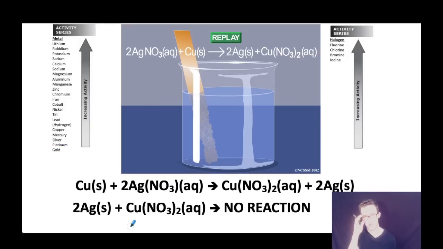Okay, and then before we finish this video, I just want you to think about maybe the reverse reaction here. If we added silver to the copper nitrate solution, silver is beneath copper on the activity series, and so we would not see this reaction occur. The reality is it's a little more complex than that. We have to talk about equilibrium, but for the purposes of this unit and for this introduction into activity series and single replacement reactions, you're good to go.